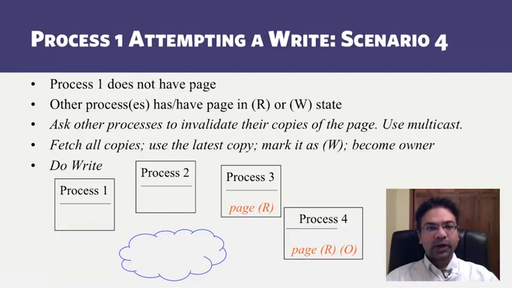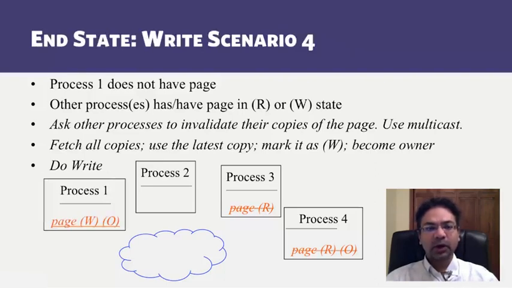And here's a fourth scenario. Process 1 does not have the page at all. Other processes have the page in either the read state or the W state. In this case, I've just shown the R state, but it doesn't really matter. The operations are similar if other processes have it in the write state as well. Essentially, process 1 asks other processes to invalidate their copies of the page. Again, it uses multicast for this. It fetches all copies and uses the latest copy, or it can just fetch the copy directly from the owner. It marks its copy as W and it becomes the owner.